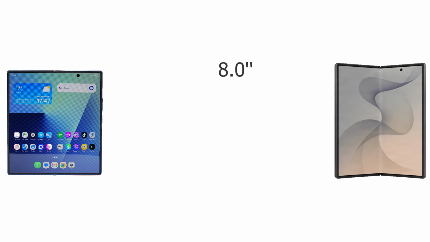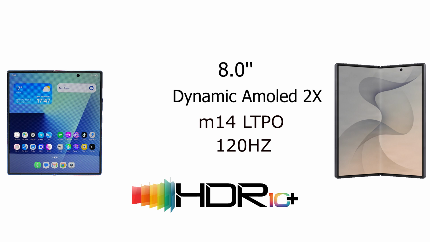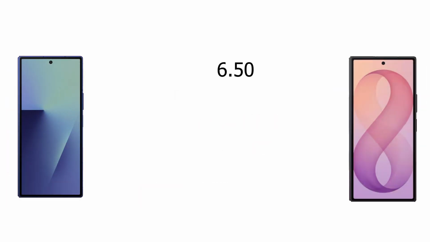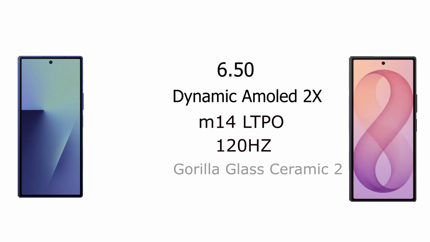come with the same 8 inches of Dynamic AMOLED 2X LTPO displays, which are 120Hz refresh rate displays with HDR10+ support. When they are closed, they are also the same 6.5 inches of 120Hz LTPO AMOLED displays. But we can see a difference between these two mobiles in terms of processor and RAM types.